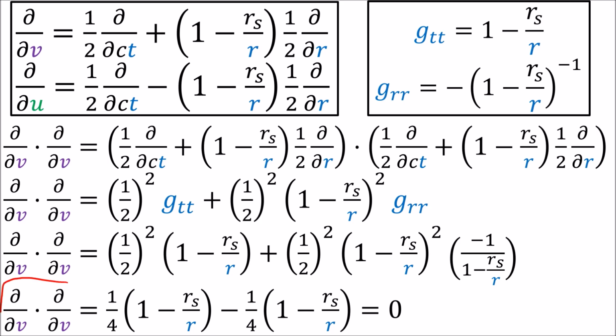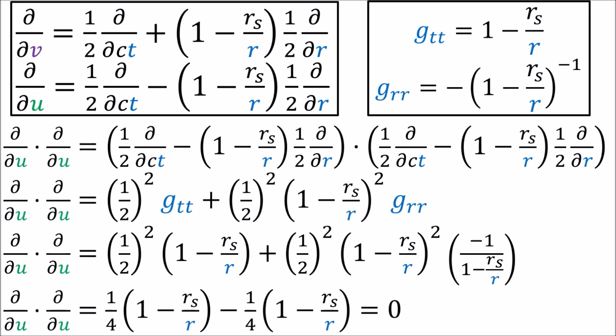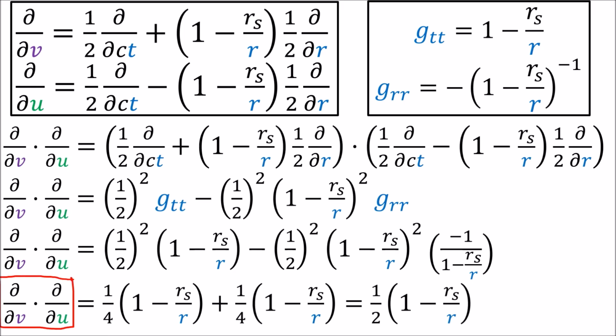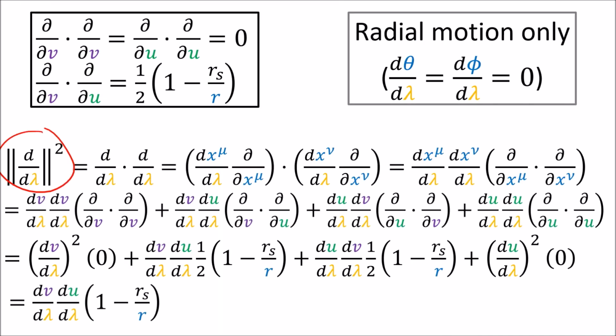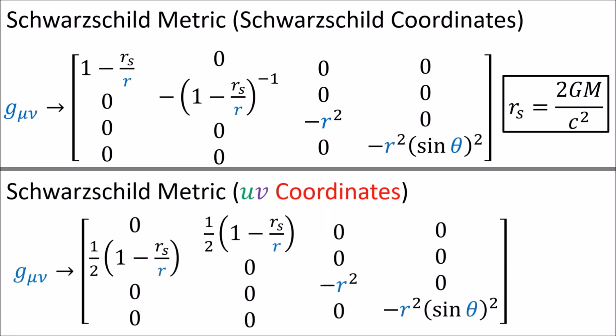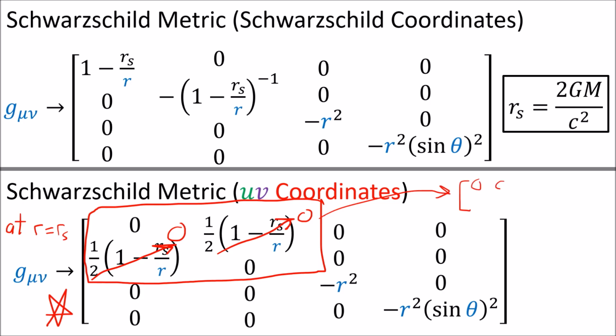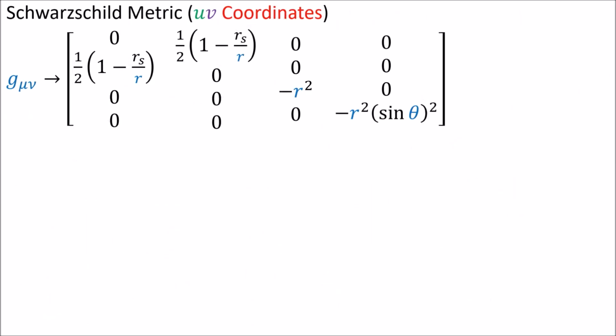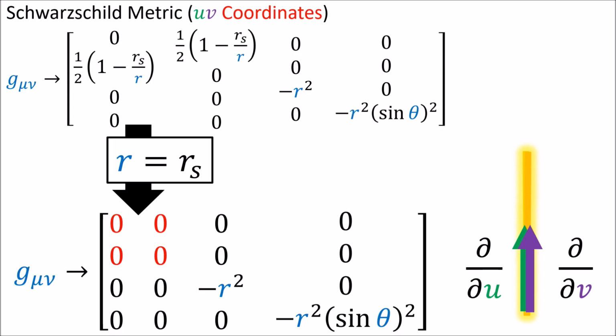Looking at the metric, as expected, v.v is 0, because v is a light-like direction, and u.u is 0 because u is also light-like. u.v ends up being 1/2 times 1 minus rs over r. The squared length of an arbitrary radial tangent vector becomes this. In most locations, this metric is fine, but again, at r equals rs, this term becomes 0, so the entire upper left square of the metric becomes 0. This tells us that the coordinate lines close over each other, which means that our coordinate system is broken.